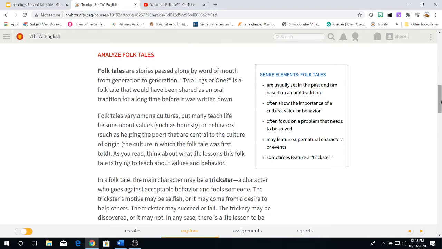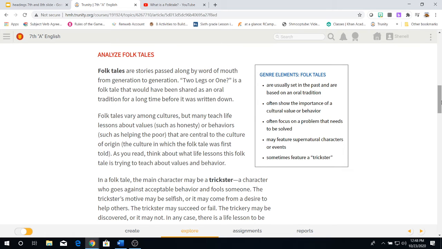Do you guys know what folk tales are? Well, folk tales are stories passed along by word of mouth from generation to generation. Two Legs or One is a folk tale that would have been shared as an oral tradition for a long time before it was written down. Folk tales vary among cultures, but many teach life lessons about values such as honesty or behaviors such as helping the poor that are central to the culture of origin, the culture in which the folk tale was first told. As you read, think about what life lessons this folk tale is trying to teach about values and behavior.